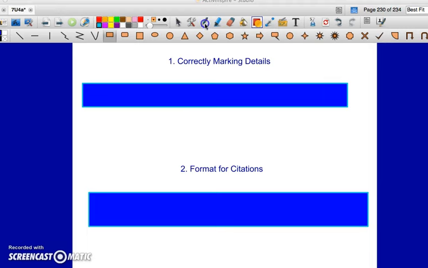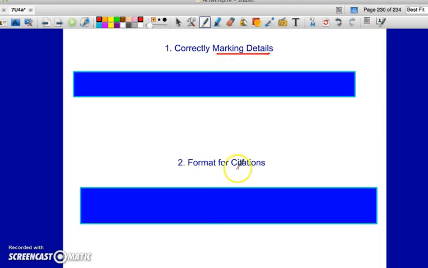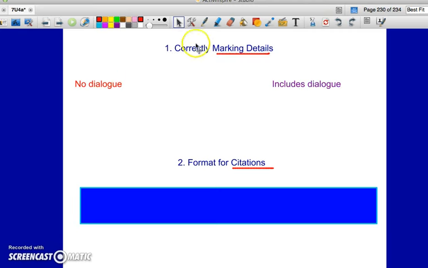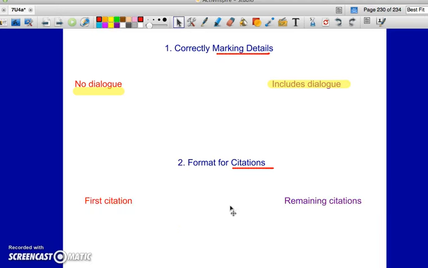So we're going to be talking about two things: how to mark the details as well as how to format the citations. For marking the details, it's going to depend on whether the detail does include dialogue or there's no dialogue in the detail that you chose. The second thing that we're going to be talking about is formatting citations, and we're going to talk about the differences between the first citation in your essay and then all the remaining citations in your essay, because they're all from the same source. In other words, they're all from Edward Bloor's novel Tangerine. So this video will help you get ready for editing in your work.